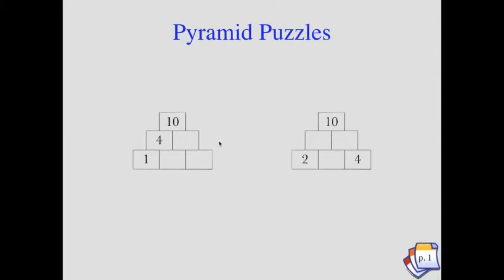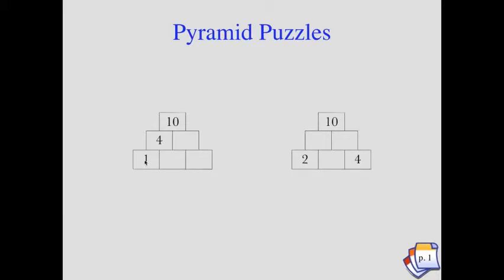pyramid puzzle is a pyramid where you're given some seeds, in this case 1, 4, and 10. The seeds are the numbers that are given initially, and you have to guess what to put in the remaining cells so that the rule works. So for example, what should go here?